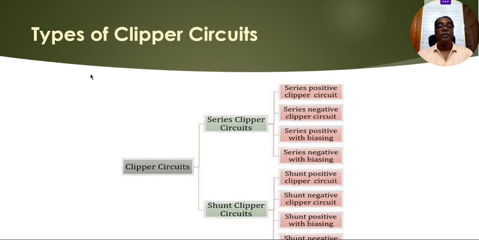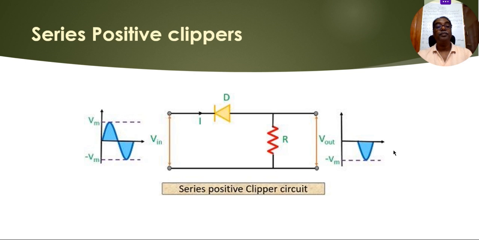Now, there are different types of clippers. The basic clippers are of two types: one is the series clipper and the other is the shunt clipper. The series clipper is also classified into four categories: the series positive clipper, series negative clipper, series positive clipper with biasing, series negative clipper with biasing, and the same in the case of the shunt clipper circuit.